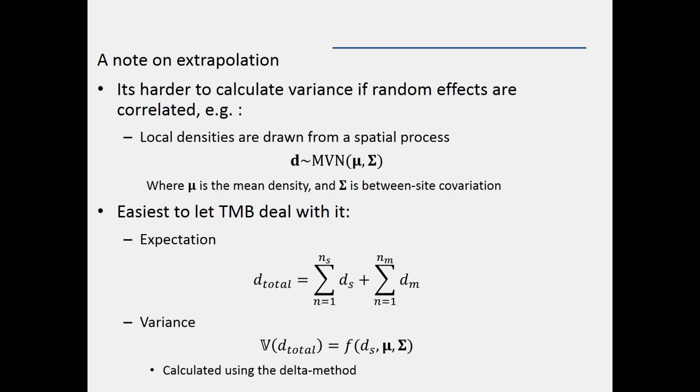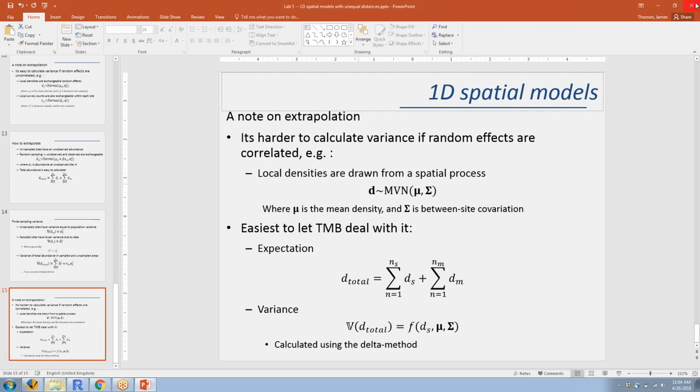Just do that calculation internally, and TMB will use the delta method to propagate the variance of your parameters and the variance of your random effects, and give you a predicted variance that has good coverage properties, as long as the model is correctly specified. So that's sort of my little note on extrapolating and calculating derived quantities in a spatial model. Okay, so that's all I wanted to cover.